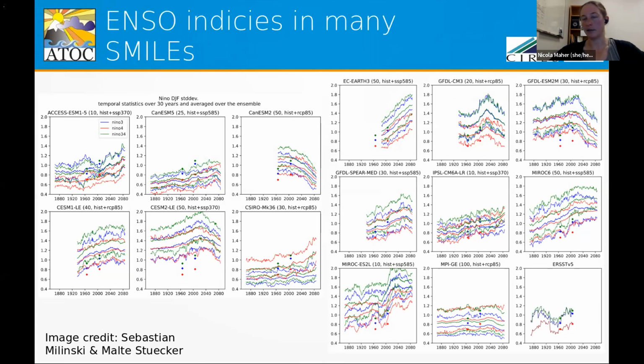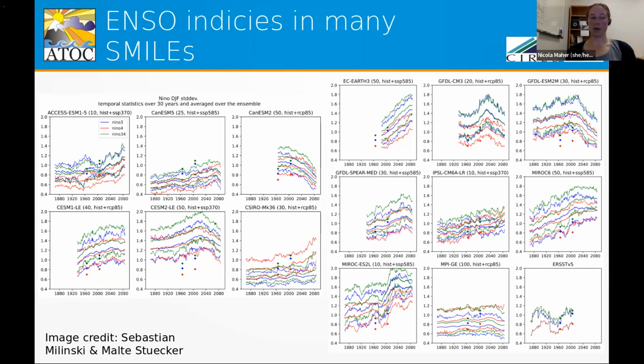So this is the standard deviation of Nino indices over 30-year periods. Each panel is a different large ensemble. Nino 3 is in blue, Nino 4 is in red, and Nino 3.4 is in green. And you'll see 3 lines for each, with the middle line being the ensemble mean and the 2 outside lines showing the ensemble spread. And for the large ensembles, you can also see dots, and that gives an estimate of observation at different time periods to see how that relates to the large ensembles.